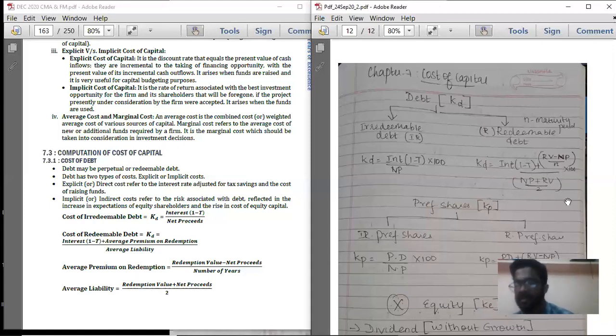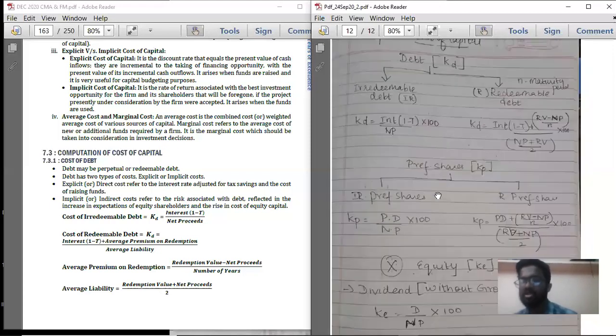That is redeemable debt. Don't memorize the formulas as of now. Once you do the problems, you yourself will understand why they are giving this redemption value, because it is redeemable debt. That's all. Once you do the sum, you will understand. So this is the debt, that is KD, cost of debt.